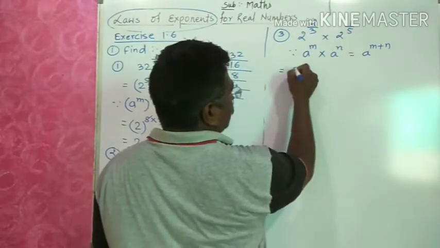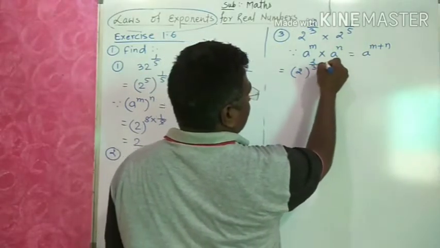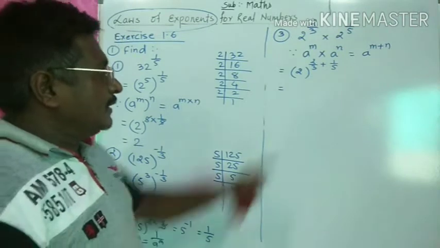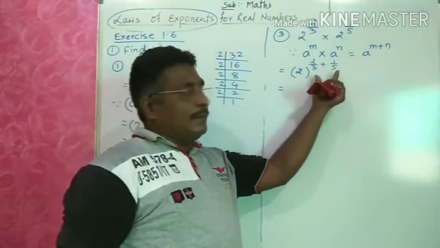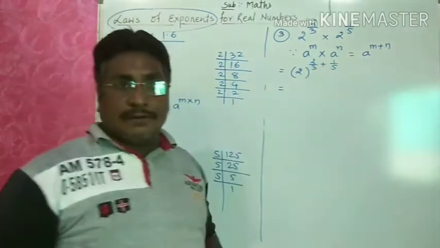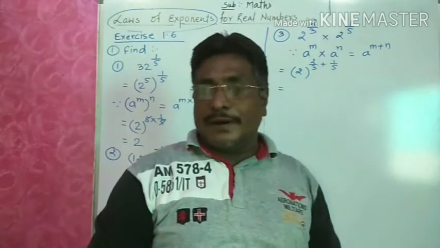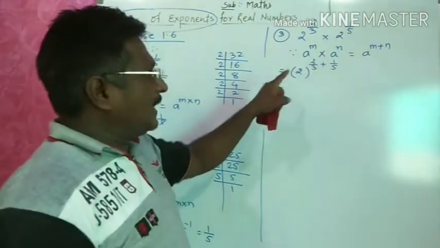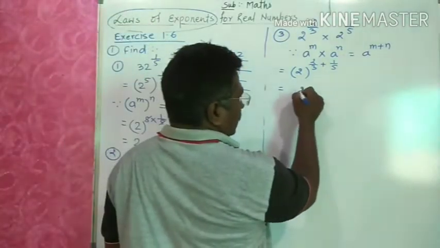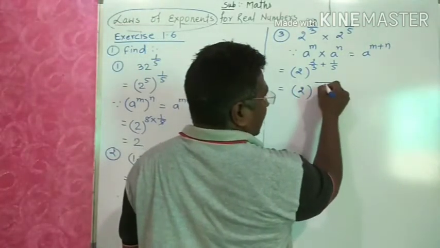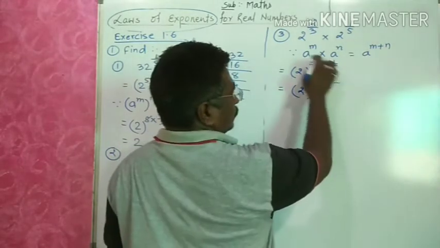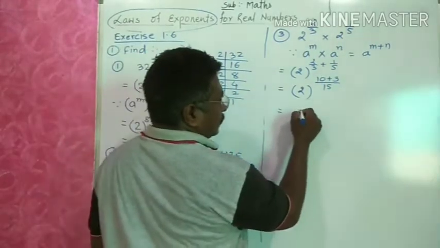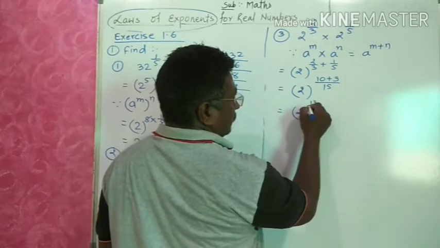So what is it? 2 raised to the power 2 by 3 plus 1 by 5. Then for addition of fractions, you know you have to check their denominators. If their denominators are equal, then add or subtract the numerators. If the denominators are not the same, then use the LCM method. So how to do the LCM method? What is the LCM? LCM is 15. So 5 2s are 10 plus 3. So what will we get? 2 raised to the power 13 by 15.